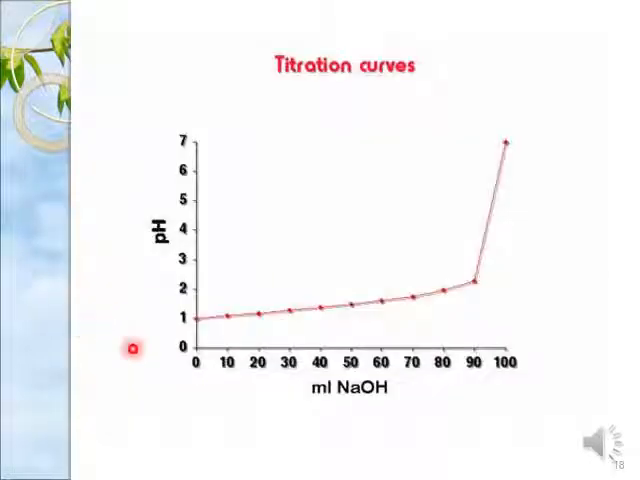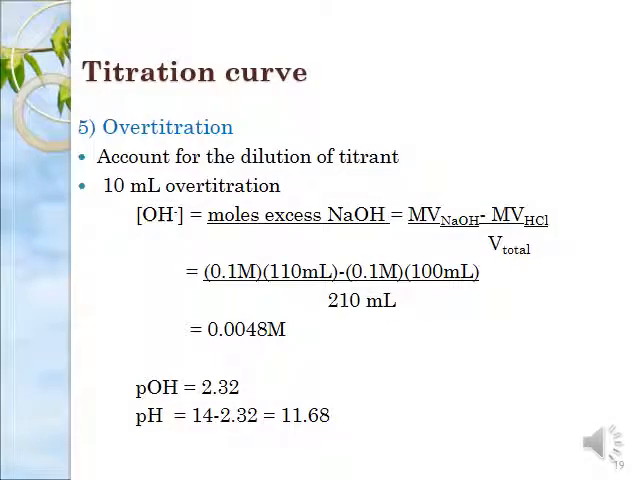So this is the plot. You see the pH gradually increase, and then suddenly at the equivalence point it rises drastically. Okay, the next one will be over-titration calculation.